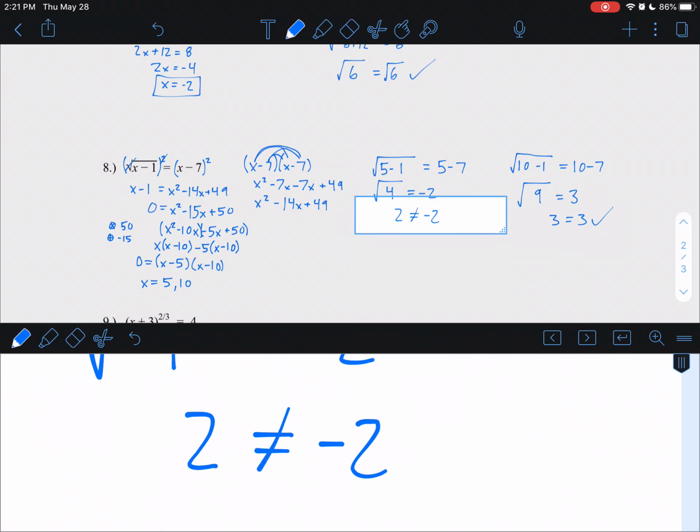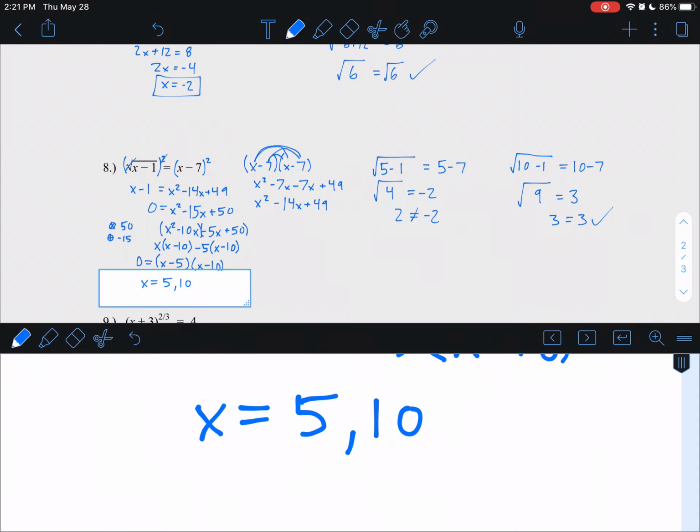So when I plugged in 5, it gave me an incorrect answer, but when I plugged in 10, it gave me a correct answer. So this means that x is only equal to 10. Yeah, x is only equal to 10 in this equation. x doesn't equal 5. So there we go.